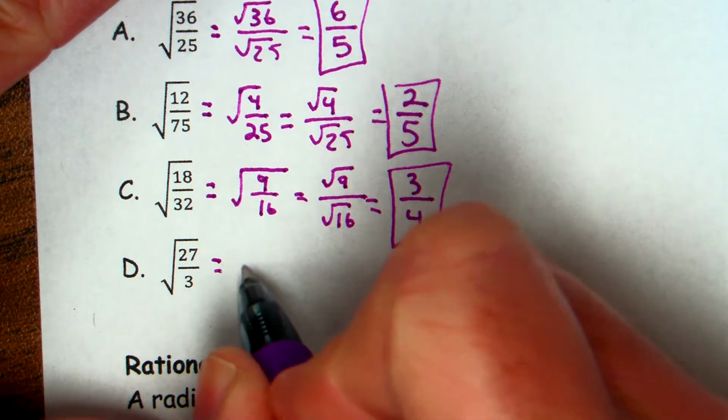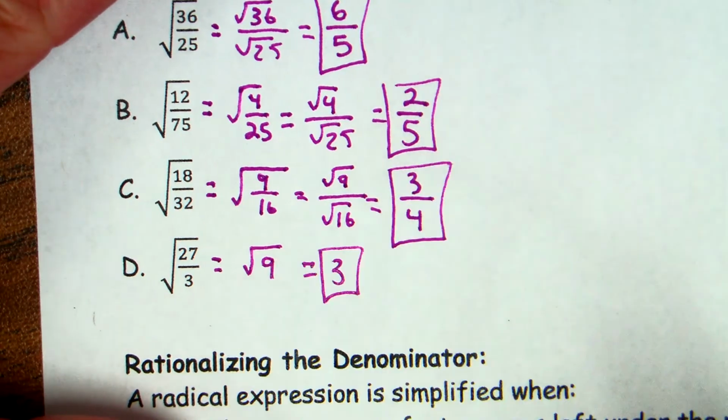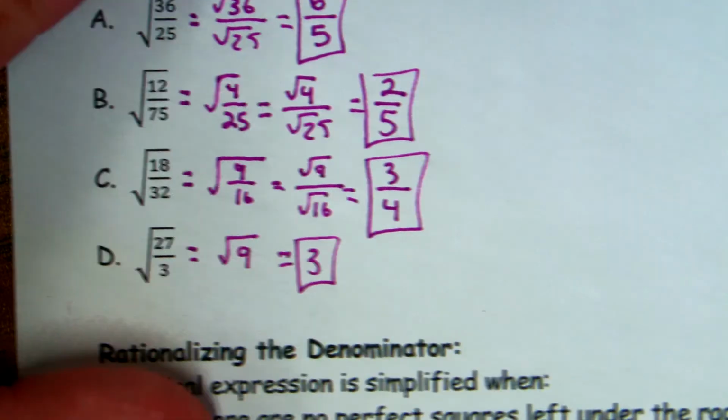Square root of 27 over 3. I'm going to simplify that into a 9. That one worked out pretty nicely.